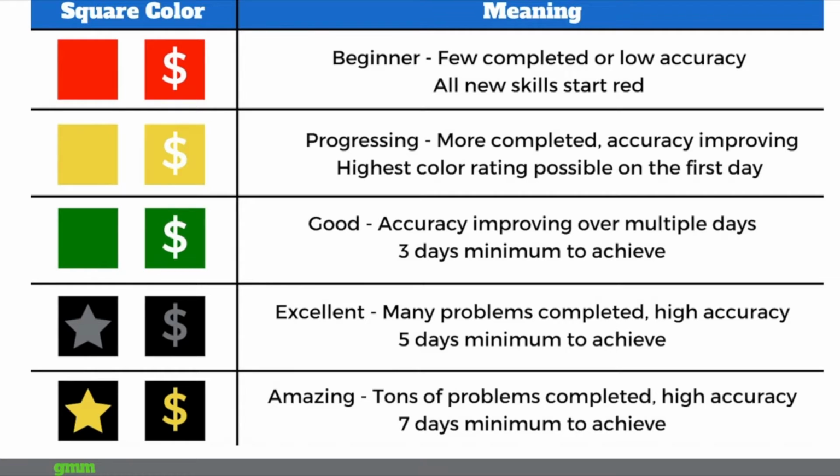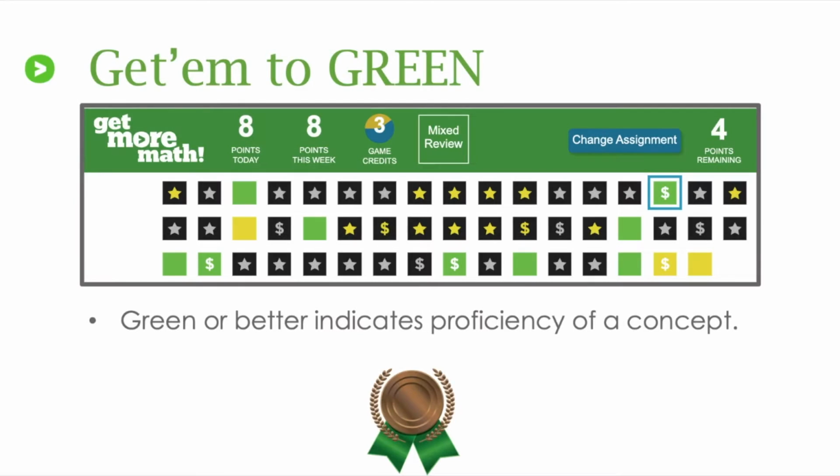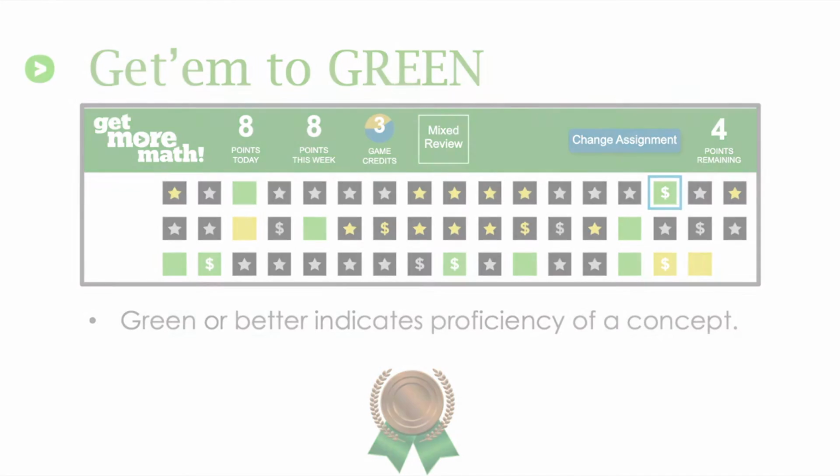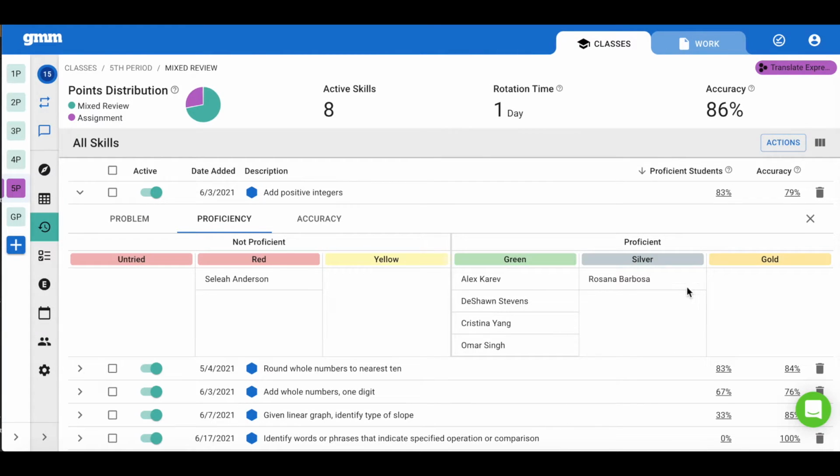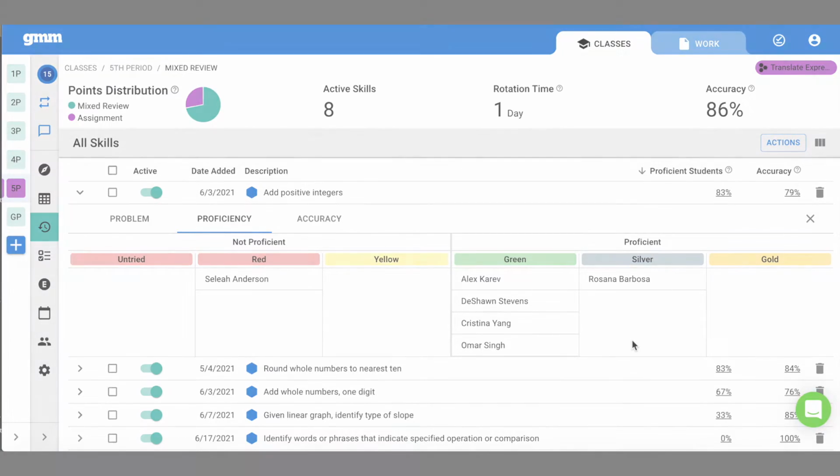For students to have silver or gold stars on a skill, they must have continued to answer problems correctly on the first try for a longer period. By changing the colors of their squares to green or better, students are indicating proficiency of concepts. By viewing proficiency data found in mixed review, teachers can see which students are showing accuracy over time, long-term retention. Teachers can also see which students may need more practice time or help with a skill.